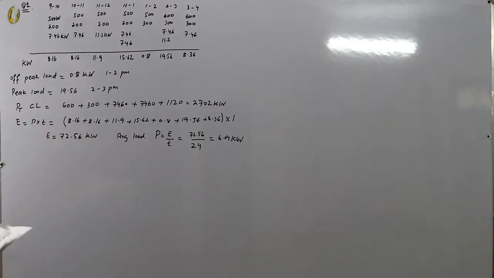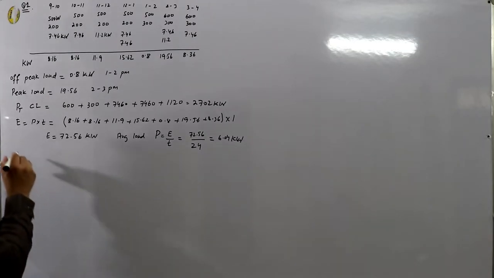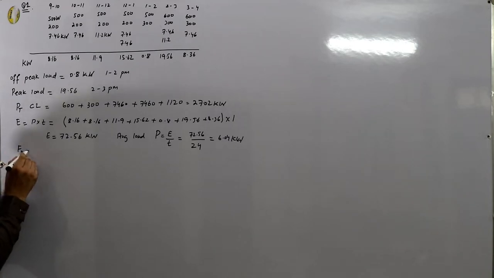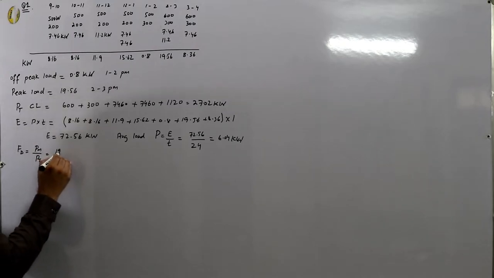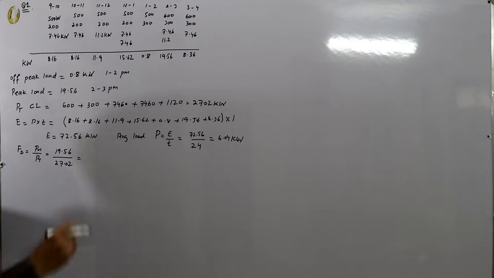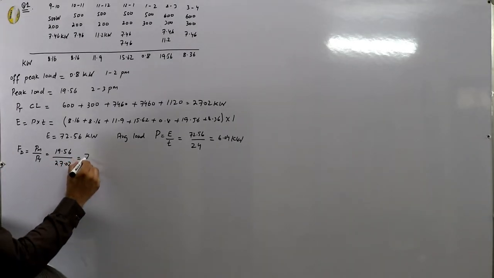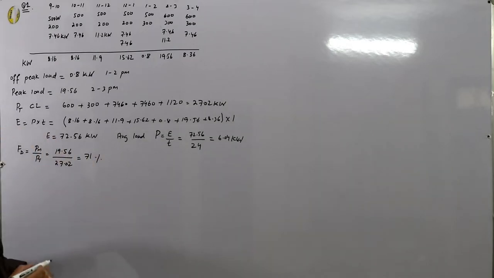Okay, the next is the demand factor. The demand factor, denoted by FD, is the maximum demand to the connected load. So you have 19.56 divided by 27.02, and this comes out to be 71%. And that is it for question number one.